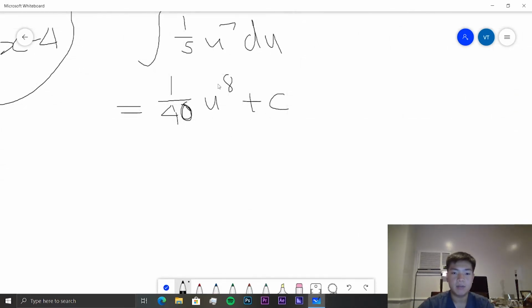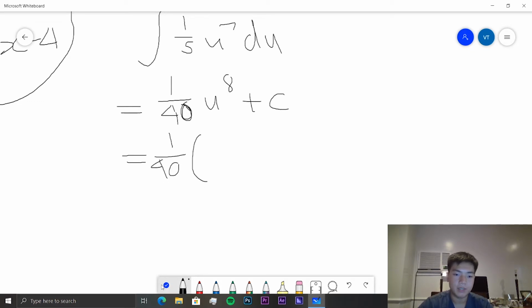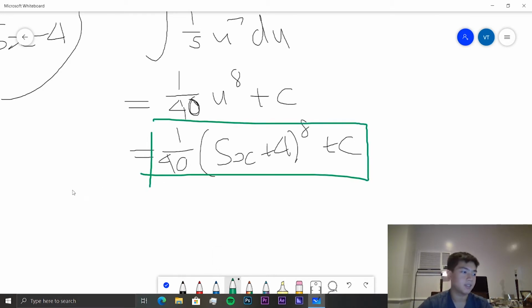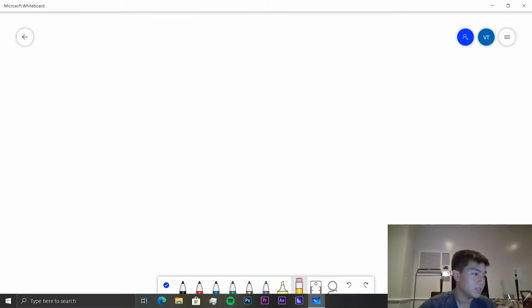And so now that the integration is complete, we can substitute x back into where u is. So 1 over 40 times (5x + 4) to the 8 plus c. So that is integration by substitution. So that's pretty good. So now we can jump into some questions involving integration by substitution.